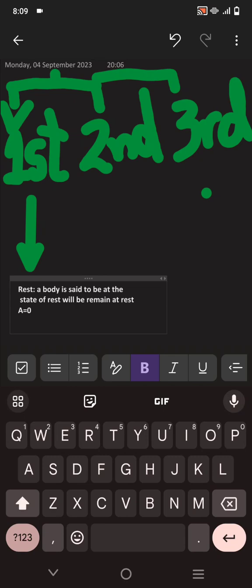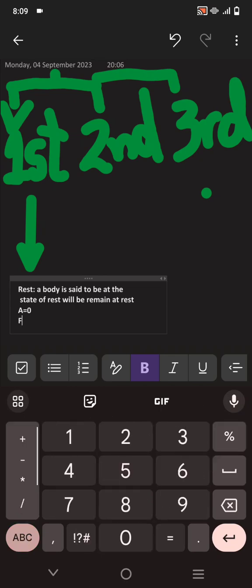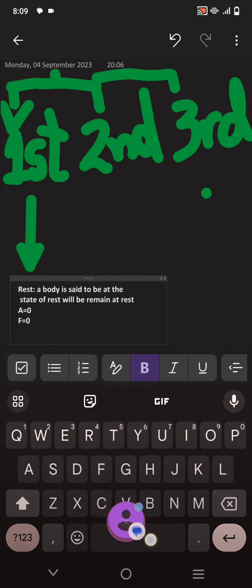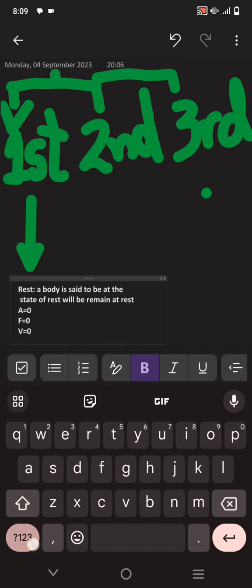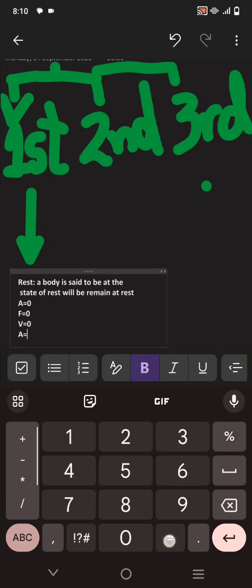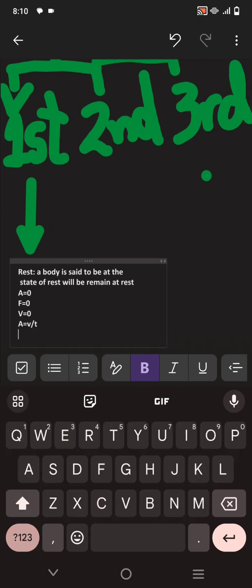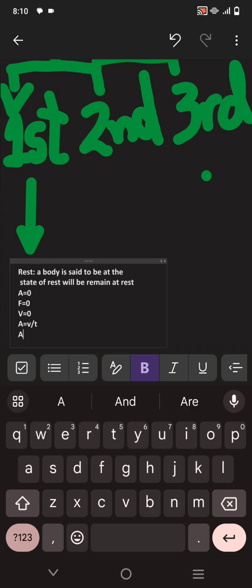Then we have the force. Force would be equal to 0 as well, because acceleration and force have a direct relation. Velocity will be 0 as well, because we know that acceleration is equal to v upon t. We have a direct relation with velocity, so velocity would be 0 as well.